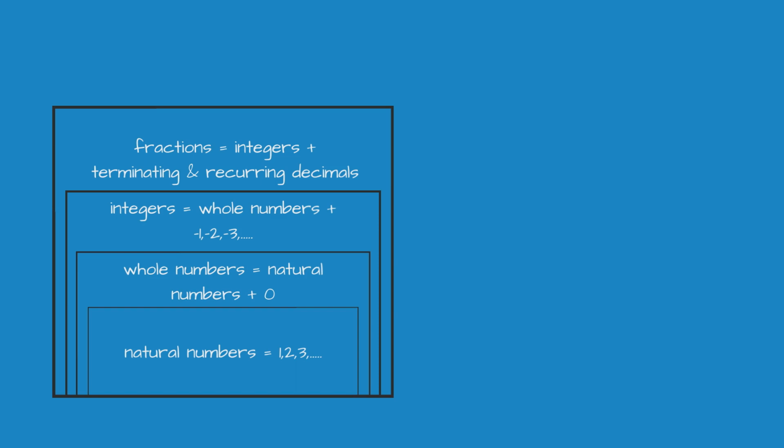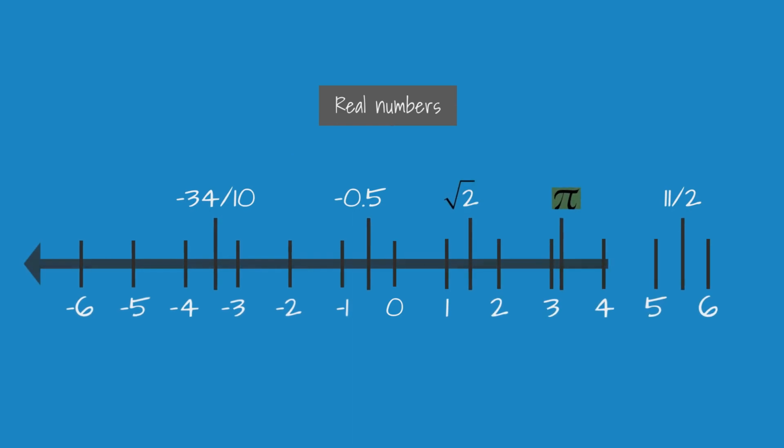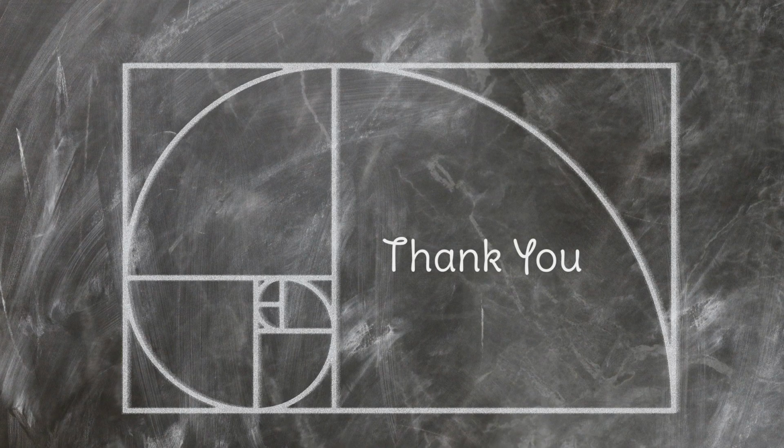All these numbers that can be expressed as a ratio of two integers are called rational numbers. Irrational numbers are non-terminating, non-recurring decimal numbers that cannot be expressed as a ratio of two integers. Both rational and irrational numbers make up the real numbers and they can be represented on the number line. Numbers are everywhere in our daily lives and understanding them is crucial for many aspects of math and real-world applications.